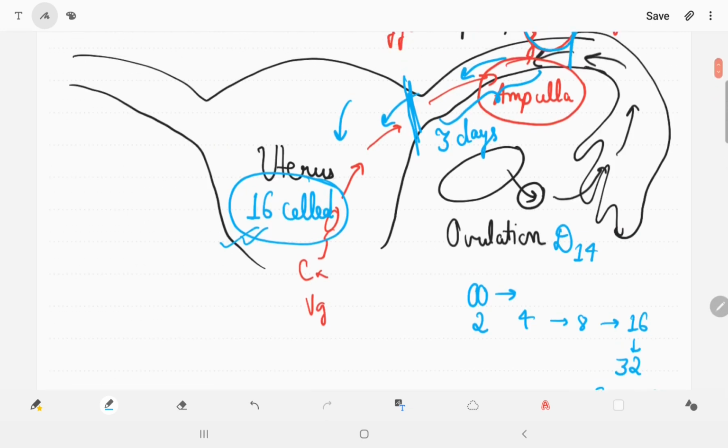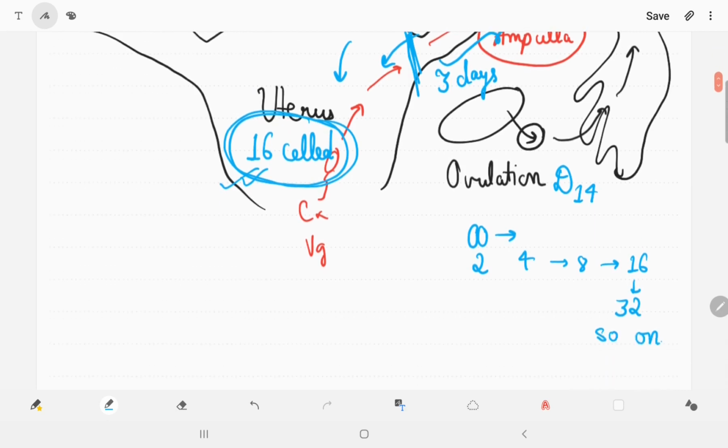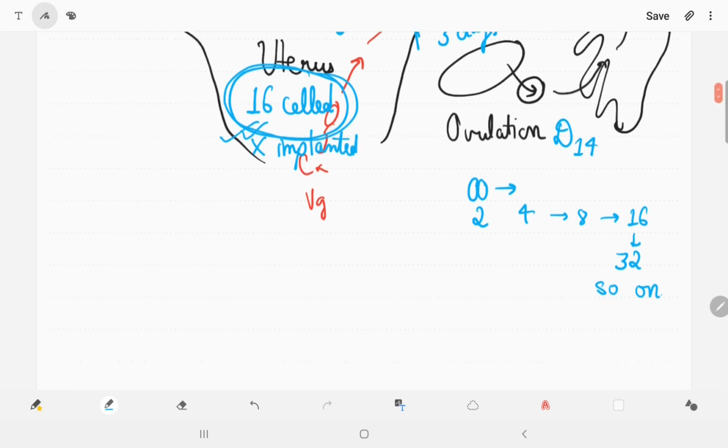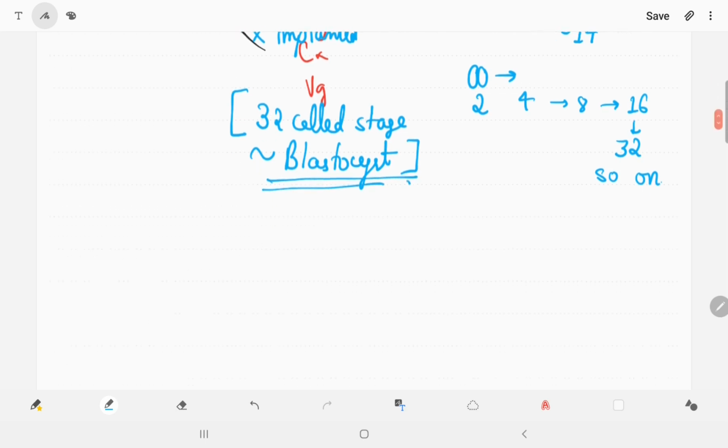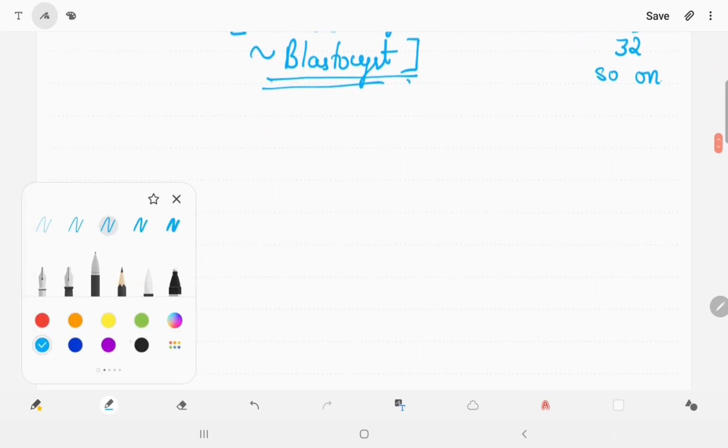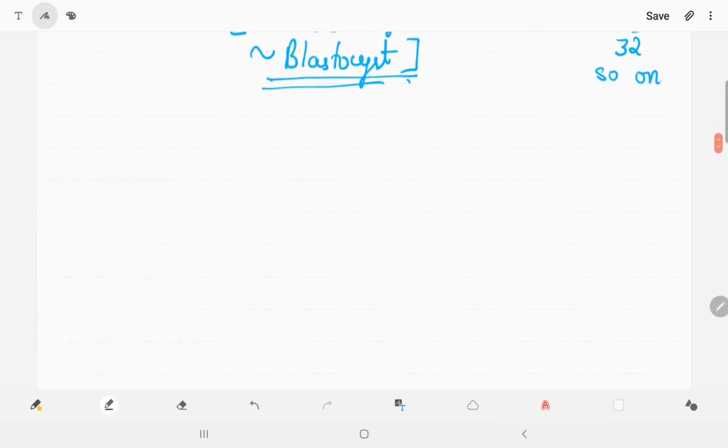This 16 cell stage will not get implanted. This is something to remember. This will not get implanted. What will get implanted is the 32 cell stage, right? The 32 cell stage, which is also known as blastocyst, this will get implanted. So before starting the process of implantation, let us see what actually a blastocyst is. So I am right now in my 32 cell stage, which is a blastocyst.